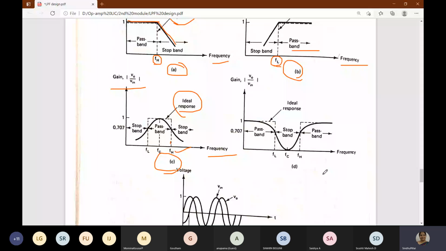Next, if you see the band reject filter, it is just the opposite of band pass. So a certain band of frequencies will be rejected. Other than that, it will be passed. So the frequencies less than FL will be passed and the frequencies above FH also will be passed. The frequencies in between FL and FH will be completely stopped. So that is called the band reject filter. Ideally, the dotted lines we have shown are the ideal response, but practically it will take the shape of this half circle. This is the band reject filter and this is the band pass filter.